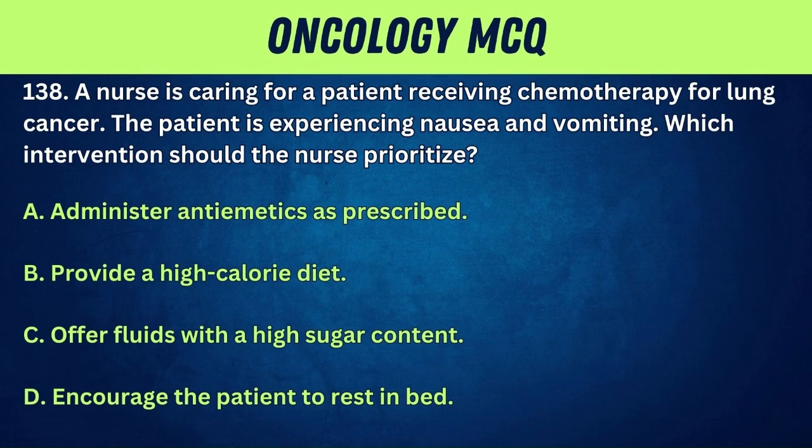138. A nurse is caring for a patient receiving chemotherapy for lung cancer. The patient is experiencing nausea and vomiting. Which intervention should the nurse prioritize? A. Administer antiemetics as prescribed. B. Provide a high-calorie diet. C. Offer fluids with a high sugar content. D. Encourage the patient to rest in bed.